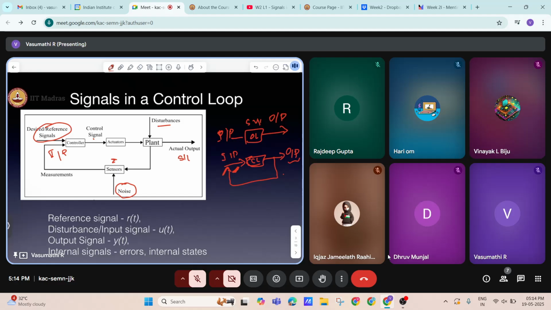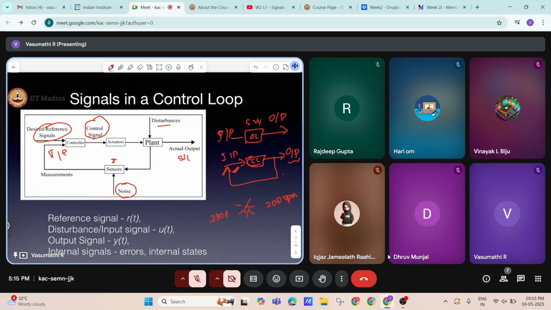Whatever signal you are giving as input is termed the reference signal or desired signal. How you want the system to behave, or what you want the system to track, is called the reference signal. Control signal, in the sense, is based on this reference signal, how well you are going to control your system. For example, I am giving 230 volts for my fan and I expect it to run at 200 rpm. Let's take this as an open loop system.